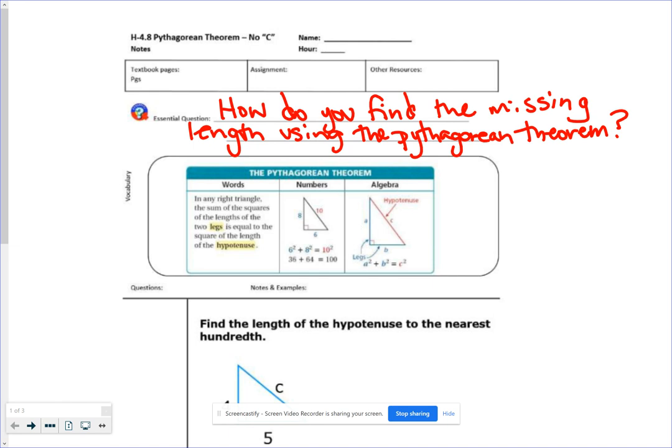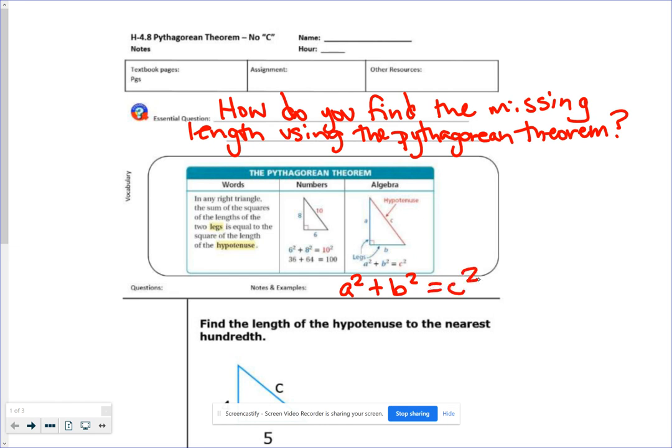So our missing length will be in a triangle. It's always going to be a right triangle today. So every problem will have a right triangle. Now, the Pythagorean theorem states that we have a squared plus b squared equals c squared. So it's kind of small, so I'm going to write it nice and big. A squared plus b squared equals c squared.